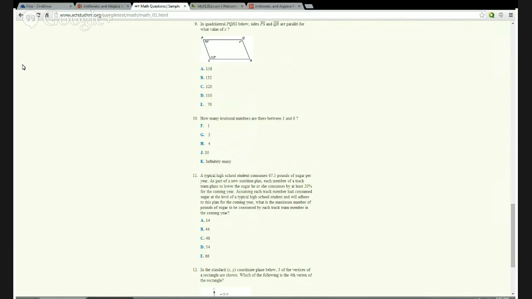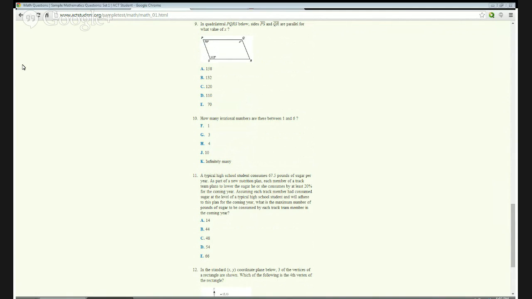11. Again, this is a longer word problem to read. The math problem itself is actually pretty easy, so let's just read through it quickly. A typical high school student consumes 67.5 pounds of sugar per year. As part of a new nutrition plan, each member of a track team plans to lower the sugar he or she consumes by at least 20% for the coming year.